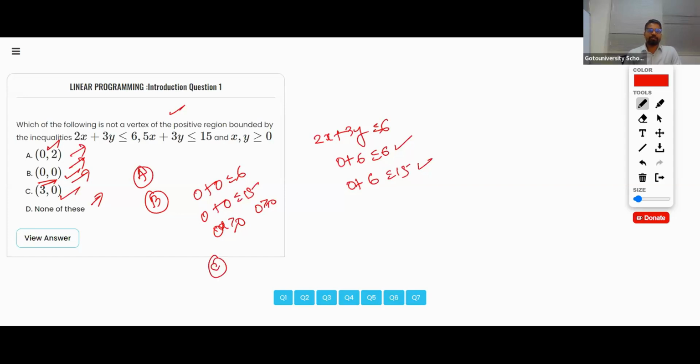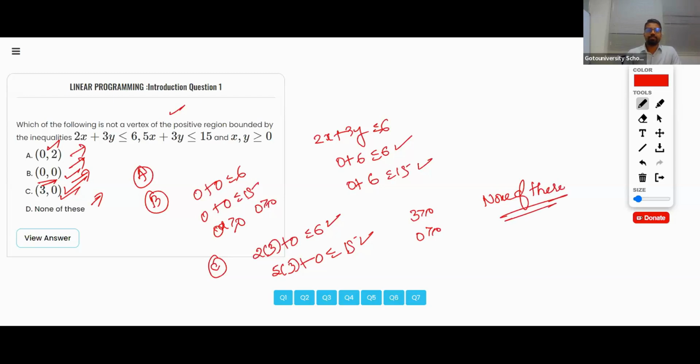If I check 3 comma 0, 2 into 3 plus 0 is less than or equal to 6, correct. 5 into 3 plus 0 is less than or equal to 15, correct. And again, 3 is greater than or equal to 0, 0 is greater than or equal to 0. That means this also satisfies the given conditions. So what is the answer? None of these cannot be the vertex of the positive region.